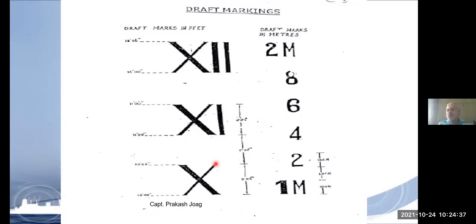In feet and inches, you don't say 10.1, 10.2. You cannot read it like meters and centimeters. Now suppose water is up to here, then this draft is 1 meter and 40 centimeters, so 1.4 meters. If the water line is up to here, then this draft is 1.6 meters, or 1 meter and 60 centimeters.